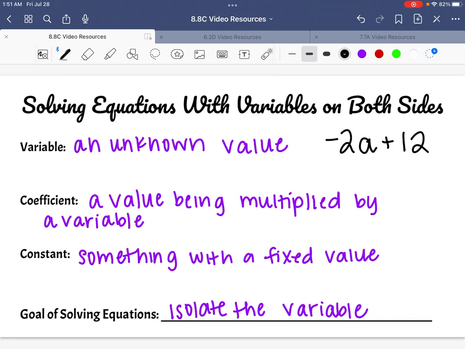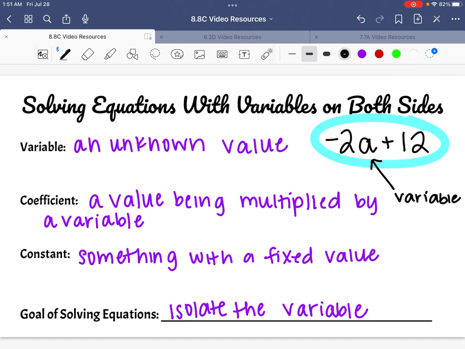It is an unknown value. And so when we look at this example of -2 times a plus 12, our variable is represented by a because that is what we don't know.